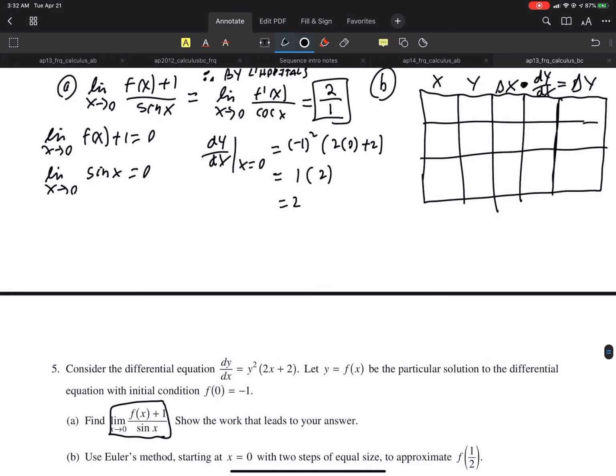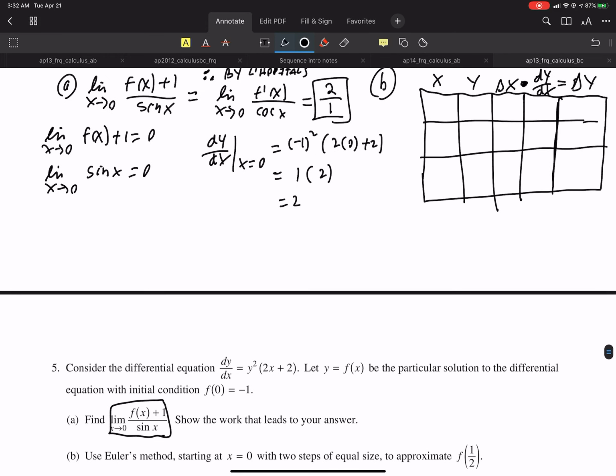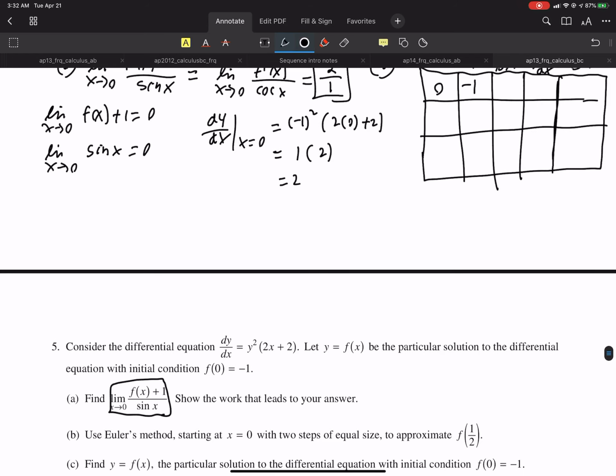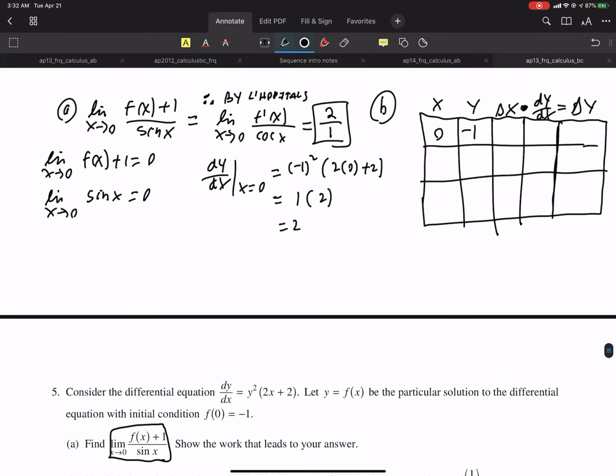So you're starting at point 0, negative 1. If you're going from 0 and you're ending at 1/2, and you're going in 2 steps, 0 to 1/2 divided by 2 is 1/4. So your delta x's are going to be 1/4. So if you go from 0 and add 1/4, your new x is going to be 1/4. And if you start at 1/4 and you add 1/4, your new x is going to be 1/2.